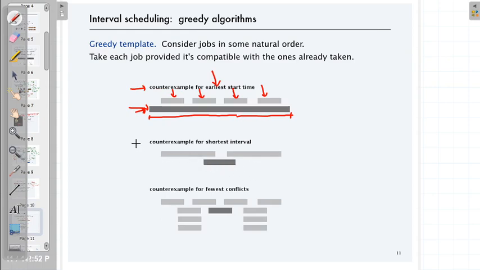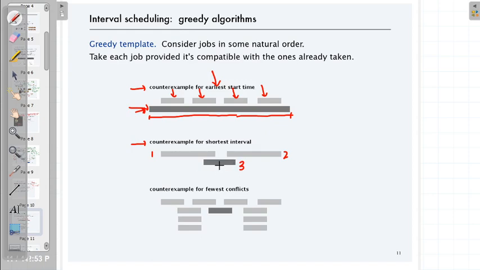Here is the counter example. This is job number 1, this is job number 2, this is job number 3. Now can you tell me which job has the minimum interval?